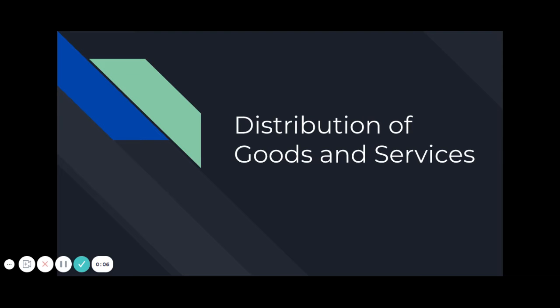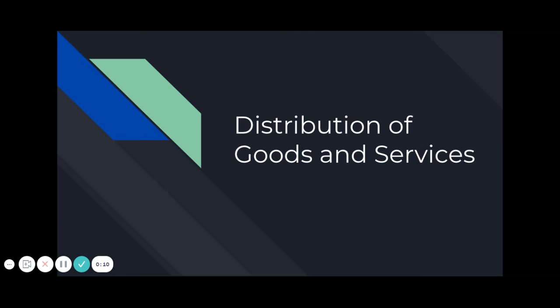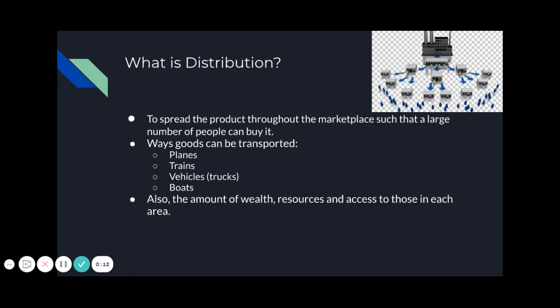We're talking about goods and services today. Sorry, the distribution of goods and services. We've already talked about the difference between goods and services, but today we're talking about how we get that. What is distribution is the first big question we have. This just means to spread the product throughout the marketplace. So wherever you're selling, we have to spread that out. It's all produced in one place or in centralized locations, and then it is transported and distributed out.